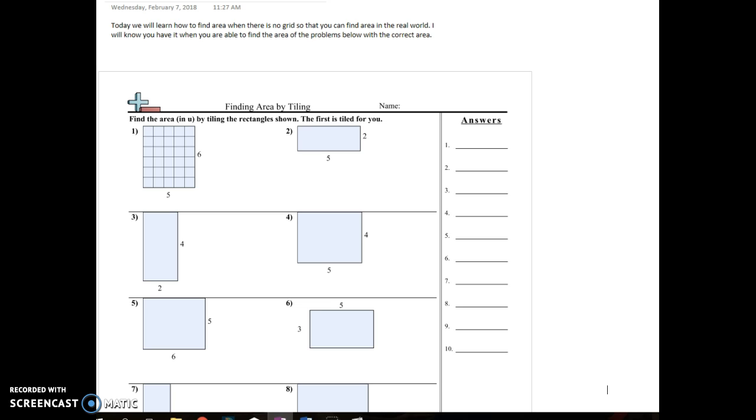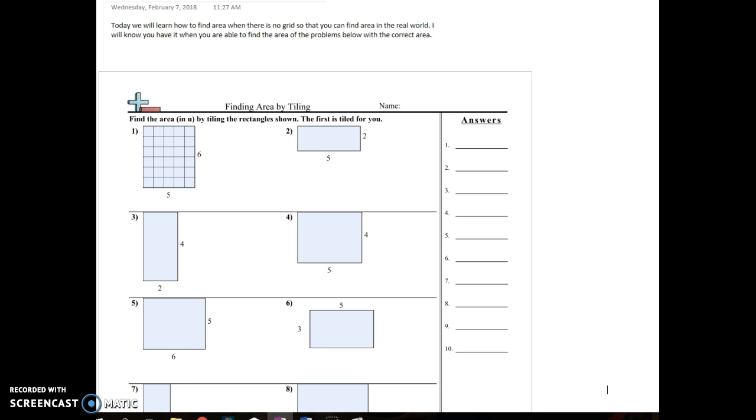Today you can just read the purpose statement with me while I read it out loud. Today we'll learn how to find area when there's no grid so that you can find area in the real world. I will know you have it when you're able to find the area of the problems below and find the correct area. You also need the label to convince me you know how to do this.